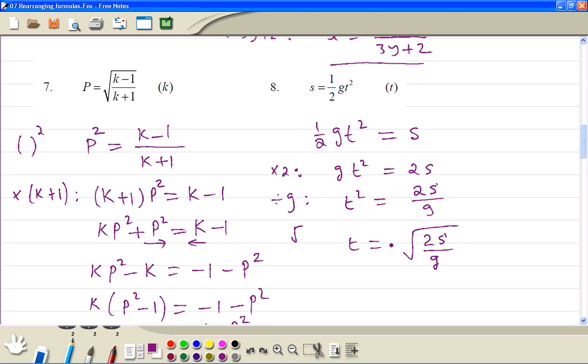In some situations you have to put plus or minus. But in this one, because T might be time, we can't have a negative time. So we can just ignore the minus sign.